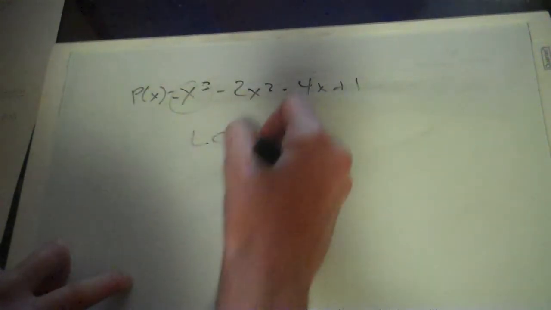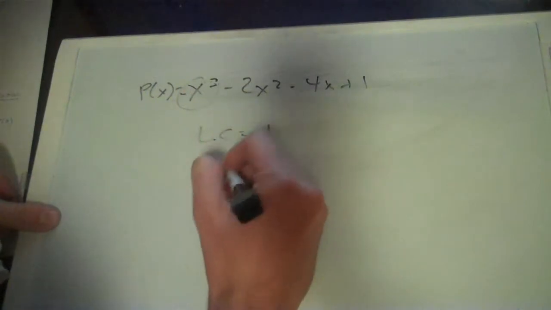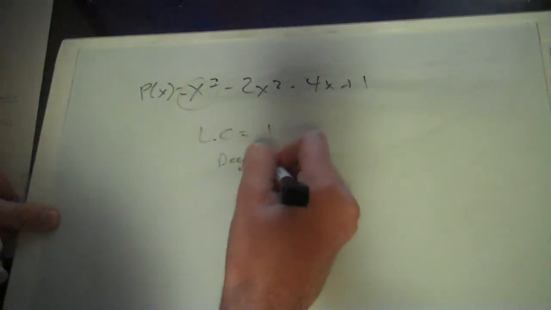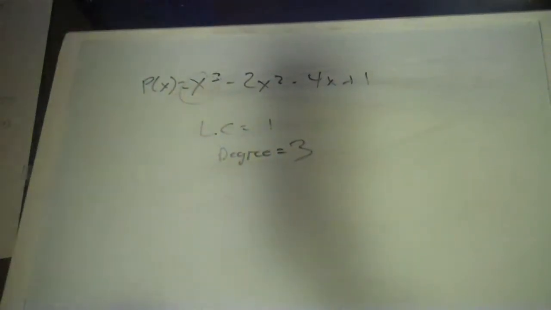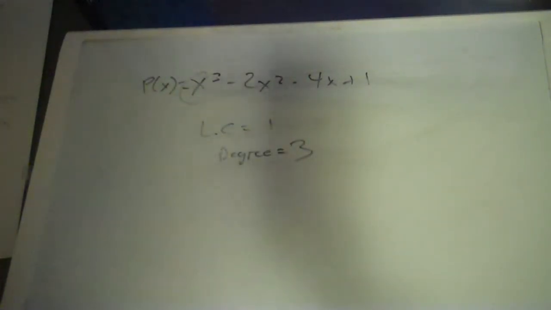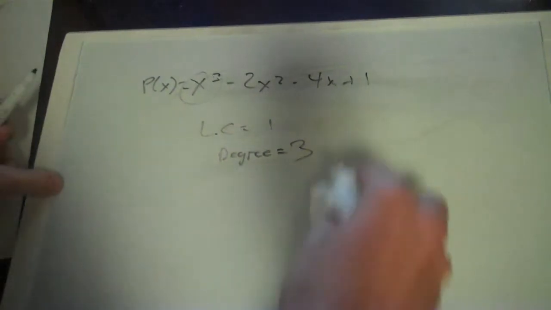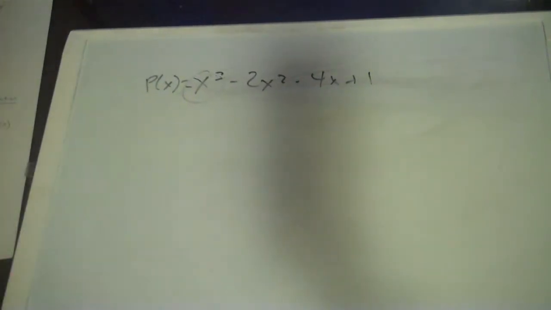Okay, so the leading coefficient is going to be 1 because there is always a 1 when there's nothing there. You can just assume there's a 1. We all know that, so we don't write it. Leading coefficient is 1. The degree is equal to 3, because right here, x cubed, the degree of the polynomial is going to be equal to 3. So done.